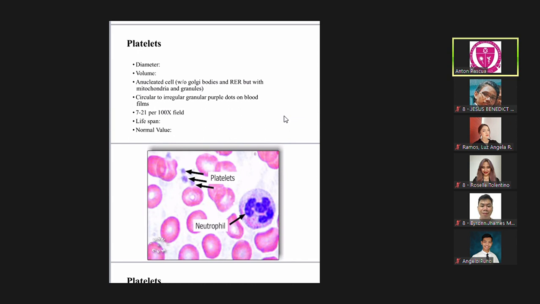May tanong po ba or clarifications? Everything clear so far? Okay. Sige, so moving on.